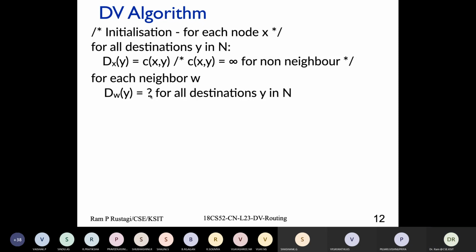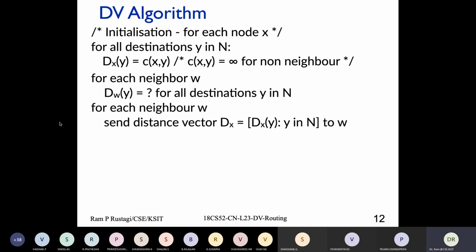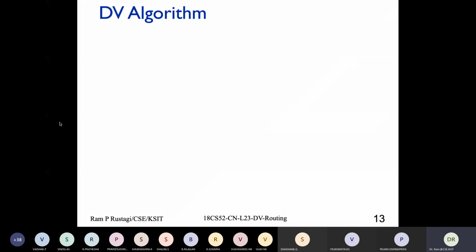So at initialization, there are two things I do. One is my distance vector is initialized to my link cost for all the nodes to which I'm connected, and for all other nodes which are not my neighbors, the cost is infinity. Each node maintains the distance vector of the neighbors. And when I initialize, since I have no information available to me, I keep that estimate of distances to all nodes as infinity. And this is my initialization. And then I communicate my information to the neighbors. I'll receive information from my neighbors, and then the loop starts.